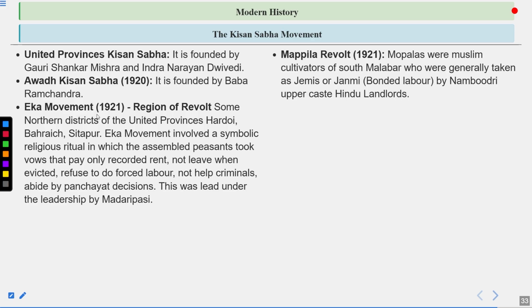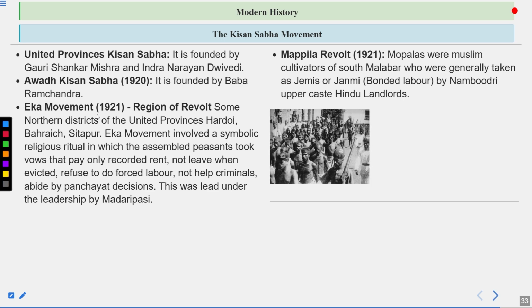Then the Mapila revolt, or famously known as the Mopla revolt. The Moplas were Muslim cultivators of South Malabar who were generally taken as Jamis or Janmi, bonded labor, by Nambudiri upper caste Hindu landlords. So that was the Mopla revolt that happened between the landlords and the Moplas. Later it became a Hindu-Muslim riot at that time.